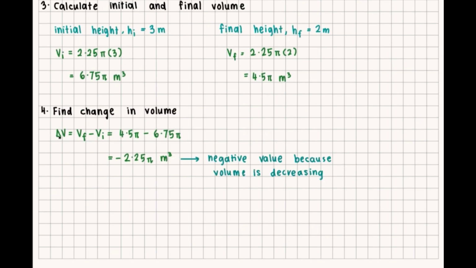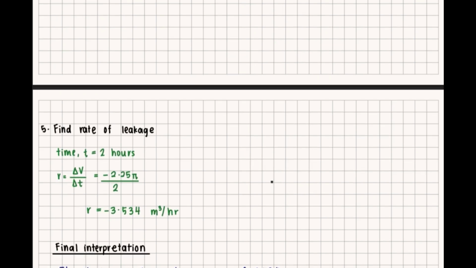And finally, we can find delta V, which is the change of V, equal to V final minus V initial. And here is the answer, which is negative 2.25 pi meter cube. What does the negative symbol mean? The negative value means the volume is decreasing.